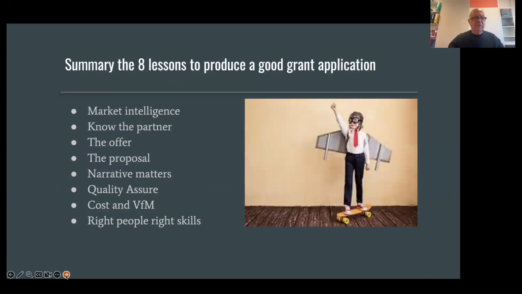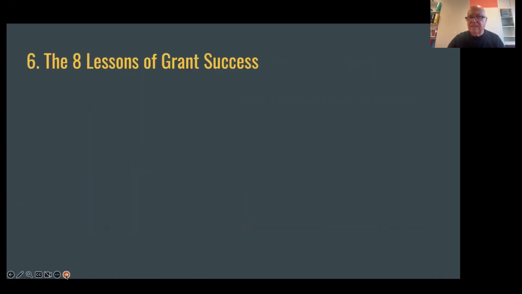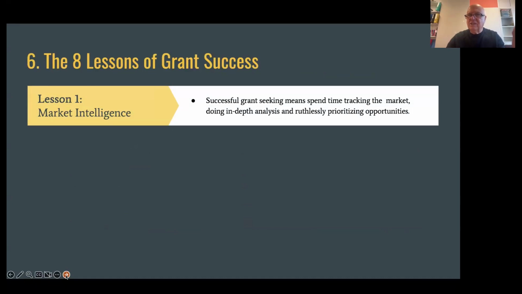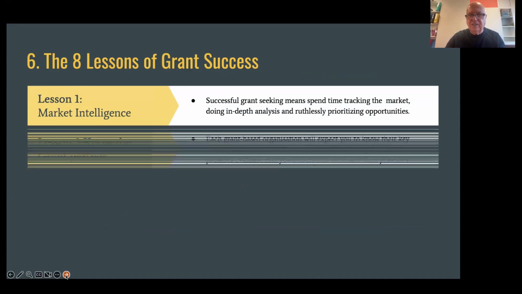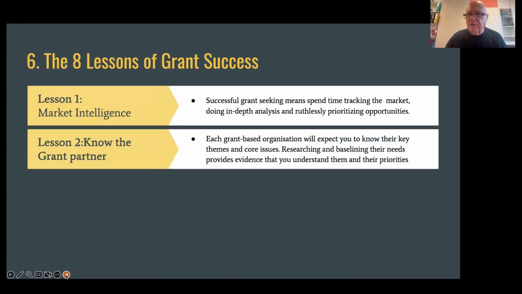So let's just summarize all of this, and then we're going to go to some Q&A. So basically, the 8 lessons are market, know the partner, the offer, the proposal, the narrative, quality assure, cost and value for money, right people, right skills. So market intelligence: track the market, do the in-depth analysis, prioritize. Know the grant partner, know the foundation, know the donor. So understand so you can align.